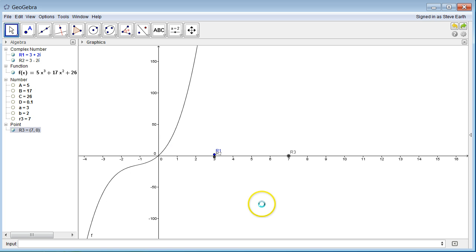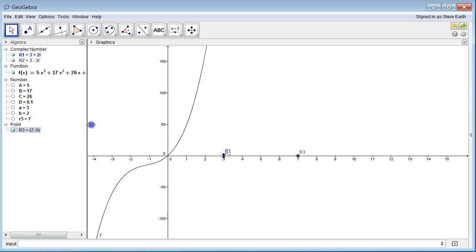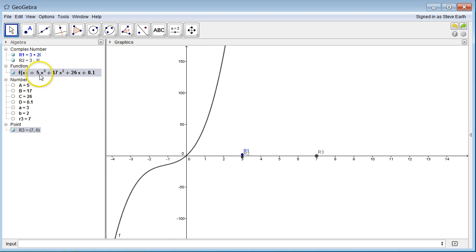One thing I also want to point out, I'm going to stretch this a little bit. You can see that there's more here. So notice it's showing up as numbers here. Ignore this f of x. Some people were going to the input and typing f parentheses x. Don't do that. You just type in the ax cubed plus bx squared plus cx plus d. Don't actually type in numbers. If you're typing in 5x cubed and a 17 and a 26 and a 0.1, you're doing it wrong. Don't do it that way.